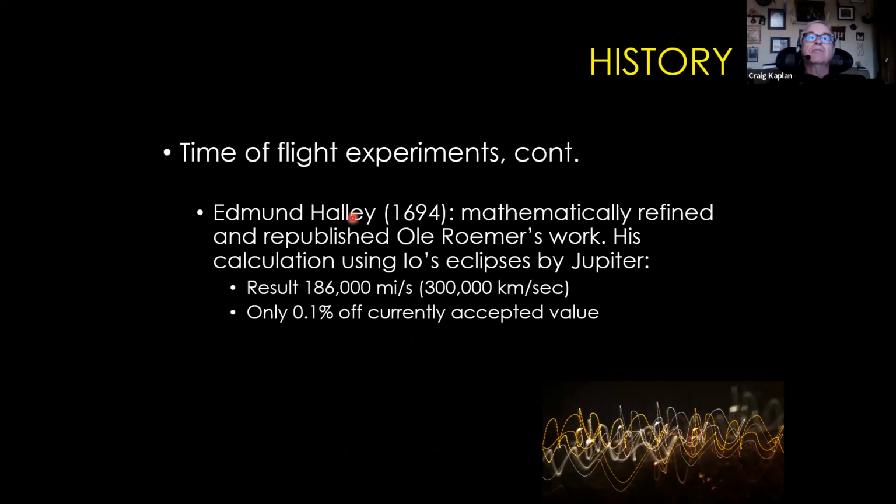Edmund Halley, a famous astronomer that we know about, again, this work's all being done in the 1600s, mathematically refined Romer's work. He didn't repeat the work, but he refined and republished it. And his calculation using Io's eclipses by Jupiter came to 186,000 miles per second, or 300,000 kilometers per second, which is only 0.1% off the currently accepted value. So in the late 1600s, they were coming within a tenth of a percentage point of the real value of the speed of light. Not bad.